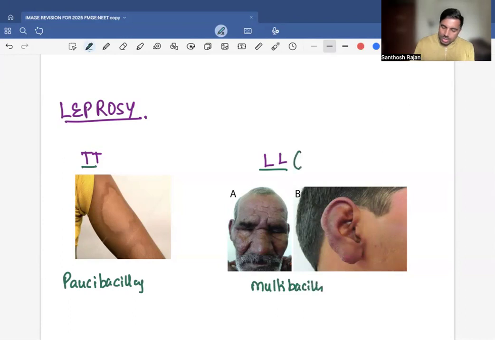Multi-bacillary. So typical, you have those typical nodules. Nodules you will see here. Just only the skin changes, pigmentation. Just the pigmentation things. Okay.